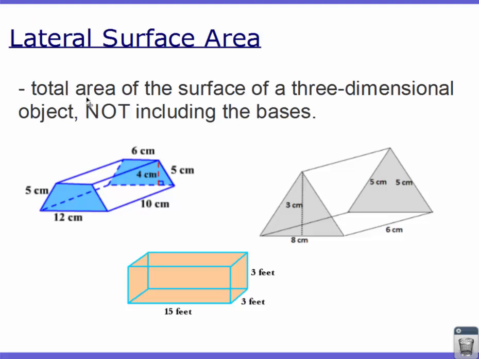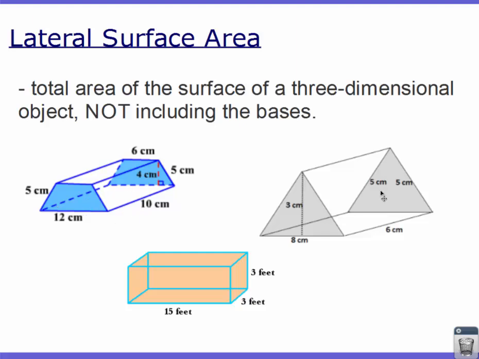Lateral surface area is the total area of the surface of the three-dimensional object, not including the bases. Right? So if we have this particular figure right here, this is a trapezoidal prism, right? Because we've got trapezoids for bases. Well, if I wanted to know the total surface area, I would find the 2 trapezoids and the 4 rectangles that go around the sides, right? But for lateral surface area, I only want the 4 rectangles. I don't want to include the 2 trapezoids.